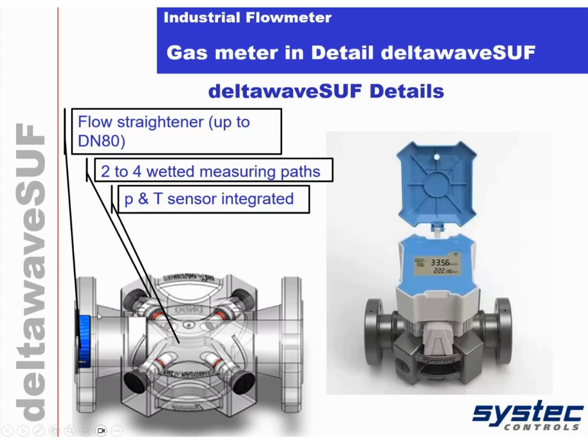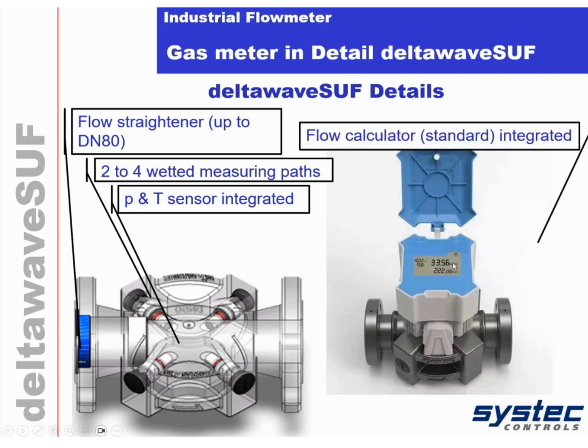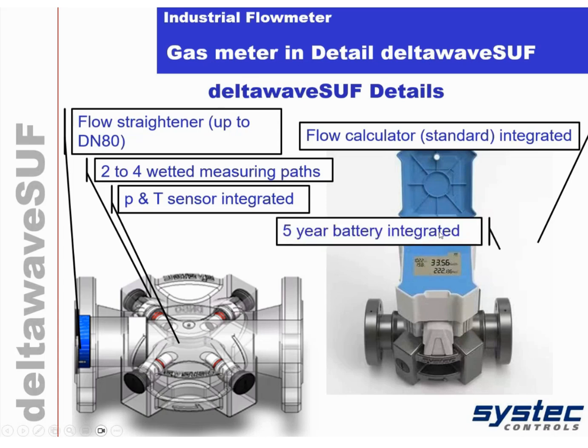The good thing with our flow meter, which you don't find too often in the market, we have a pressure and temperature sensor integrated, which means you can measure mass flow directly. So it's volumetric plus standard volume plus mass flow. And also in the head, we have integrated the flow calculator for standardization.